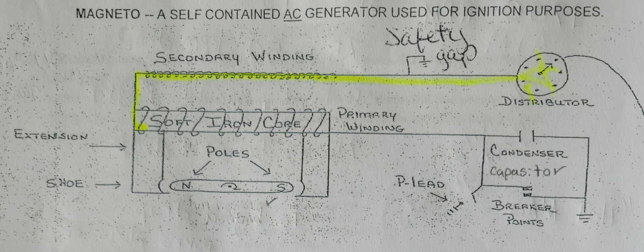What is internal timing of a magneto? Adjusting breaker points to open at the E-gap position. What is a dual magneto? Two magnetos in one housing that share magnets and cams, but have their own points, coils, and distributor block.